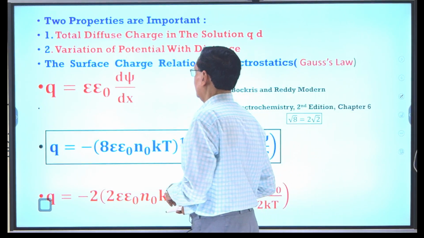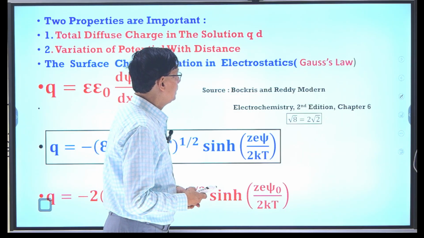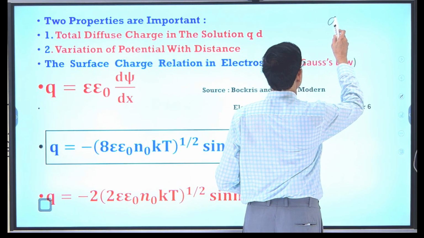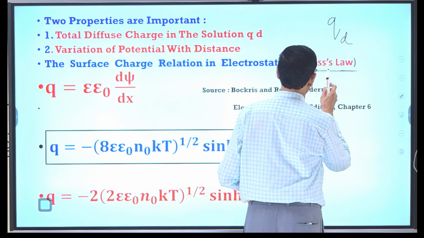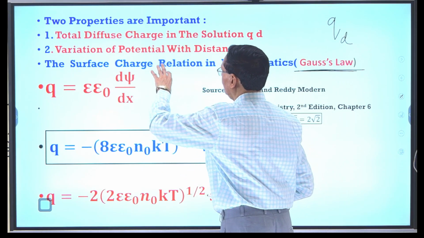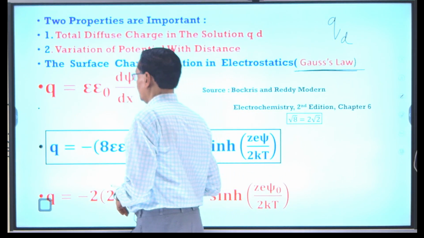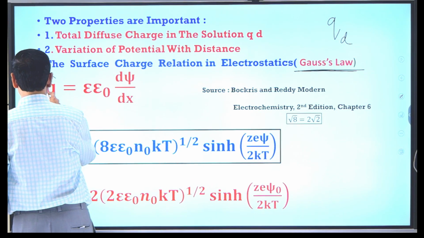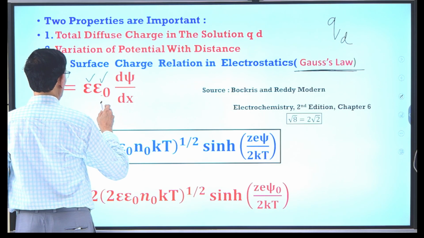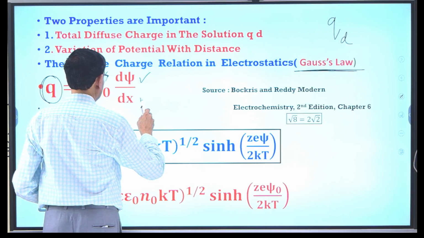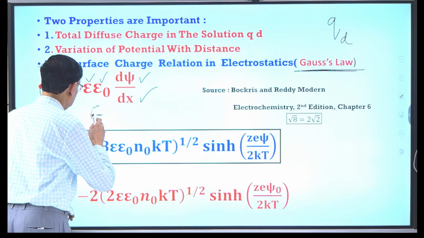OK. So again, in order to determine the QD, again I need, like Poisson equation, there is another law that is called the Gauss law. Because now there are two parts, total diffuse charge and variation of potential with the distance. So that is very simple, that QD is equal to epsilon 0 dψ/dx. Again here you can also directly write epsilon, no problem.